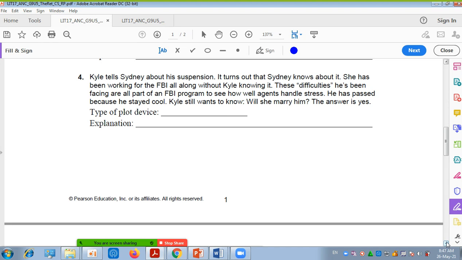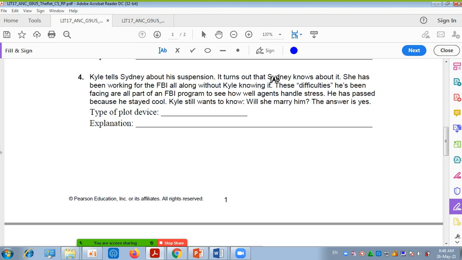So what's happened here in this passage? Something unexpected happened, which is that she accepted marrying him. No, not only no, this is not the unexpected thing that happened. The unexpected thing that happened is that Sydney has been working for the FBI all along without Kyle knowing it.